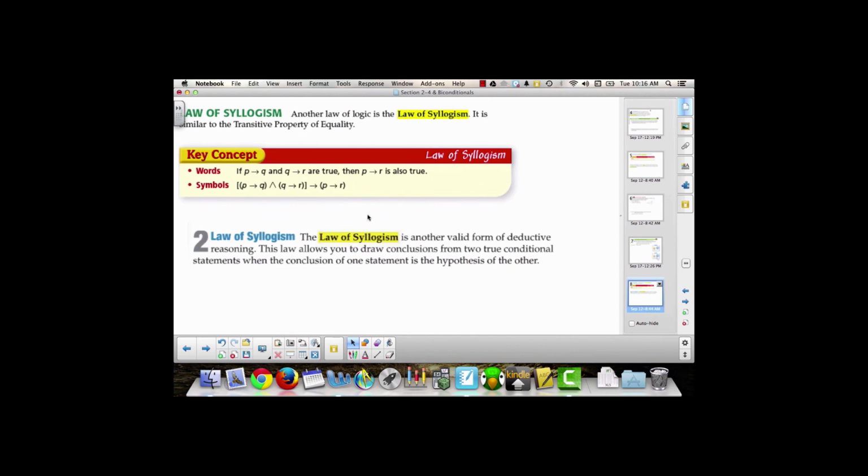Again, in order for us to use the law of syllogism to say our reasoning is valid and to make a conclusion, this must happen exactly that way. I have a statement, if P, then Q. I start the next statement, if Q, then R. Then I can make this conclusion. If this does not happen, then I have to say that the reasoning is invalid and I cannot make a conclusion.